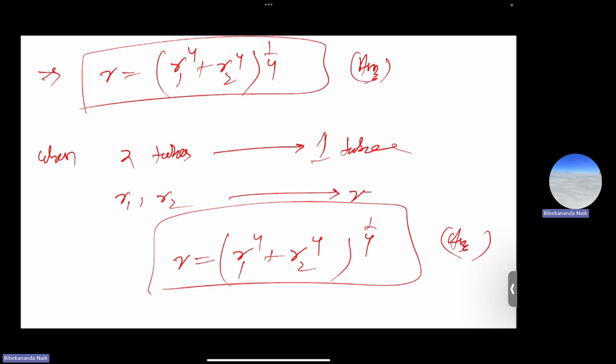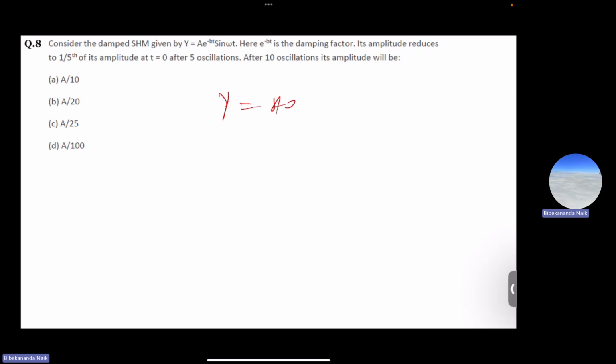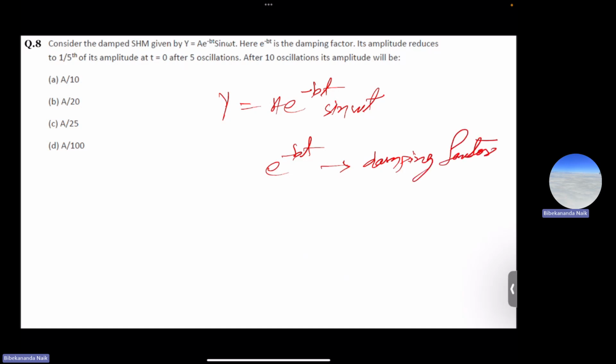Question number 8 says, consider the damped simple harmonic motion given by y equals a e to the power minus bt sine omega t. Here e to the power minus bt is the damping factor. Its amplitude reduces to 1 by 5th of its amplitude at t equal to 0 after 5 oscillations. After 10 oscillations, its amplitude will be option A 1 by 10, option B 1 by 20, option C 1 by 25, and option D 1 by 100.